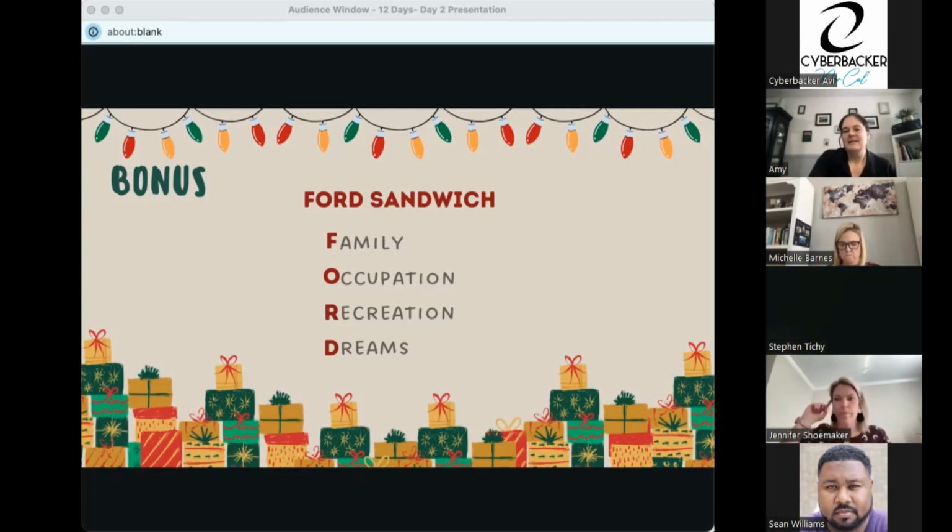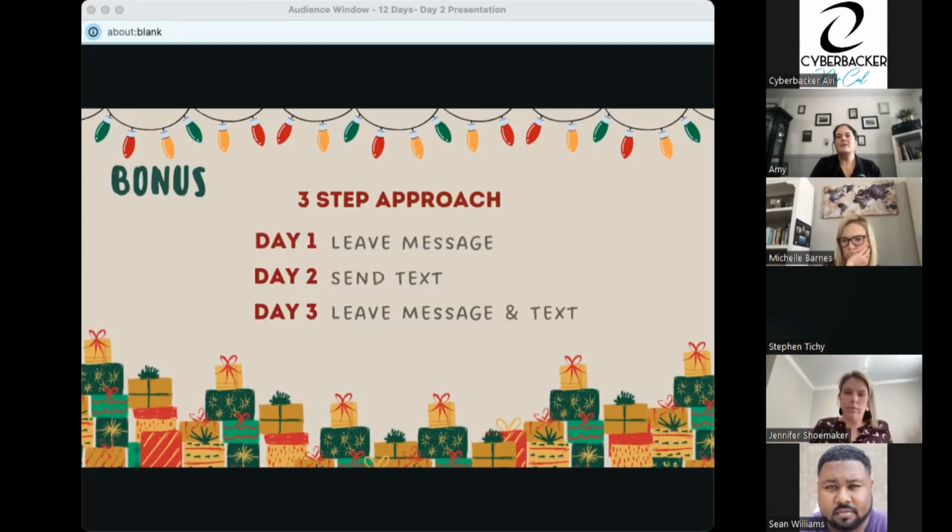And then, last but not least, I like to tackle all of my calls for the week with what I call the 3-step approach. Ideally you'd call Monday, Wednesday, Friday, but it might be Monday, Tuesday, Wednesday, or Monday, Tuesday, Friday, or Tuesday, Thursday, Friday. It really doesn't make a difference, just 3 separate days.